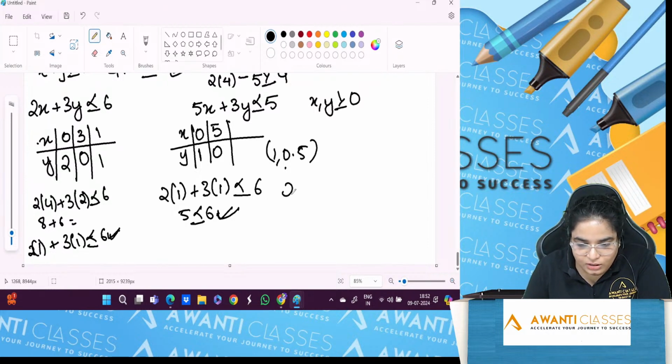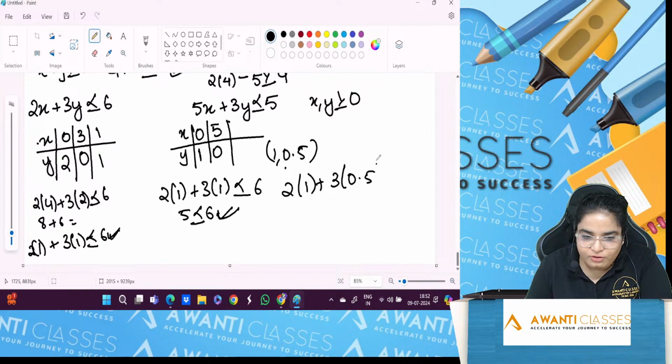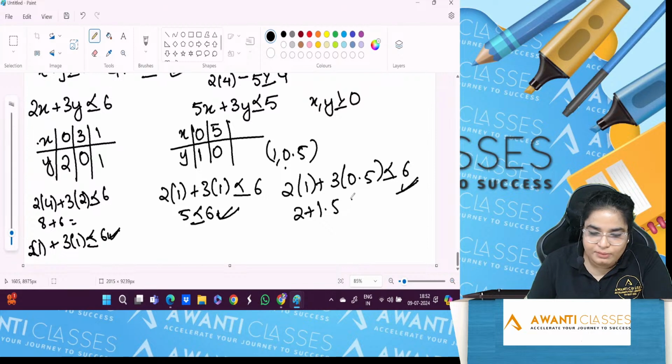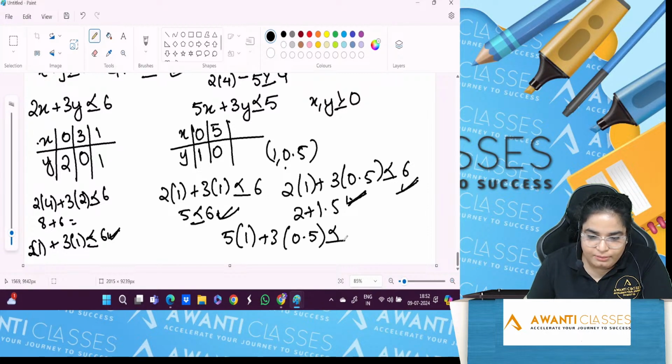If we take that, 2x plus 3 into 0.5 will be less than or equal to 6. Great. Why? 2 plus 1.5 will be 3.5. Great. Similarly, 5 into 1 plus 3 into 0.5 will be less than or equal to 5. Okay. 5 plus 1.5 will be 6.5.